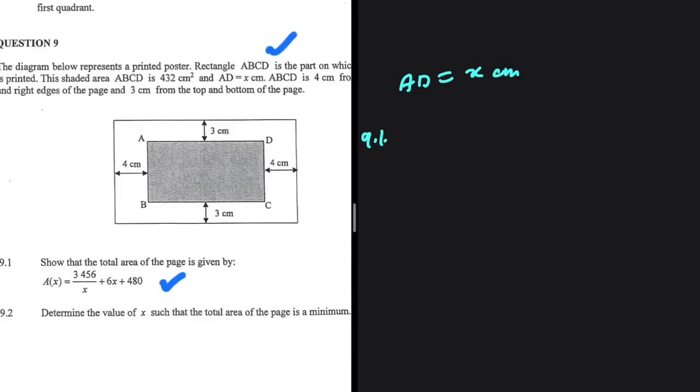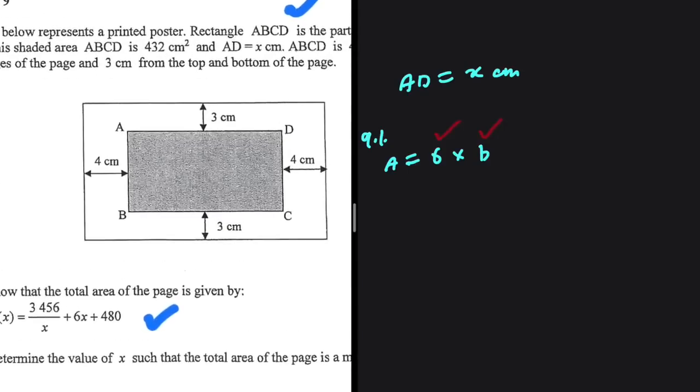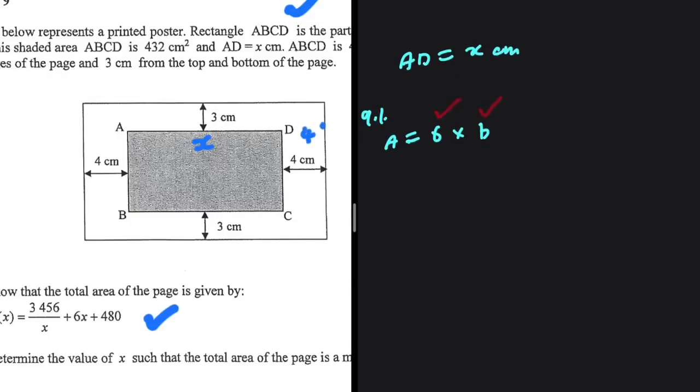We have a rectangle, so the area of a rectangle is the length multiplied by the breadth. So let's go ahead and see if we can get the length and the breadth in terms of x and multiply in order to find the total area. Well, we know that AD is x centimeters. So from A to D, we have x centimeters. From D to the edge, we have 4 centimeters. And then from A to the edge, we have 4 centimeters.